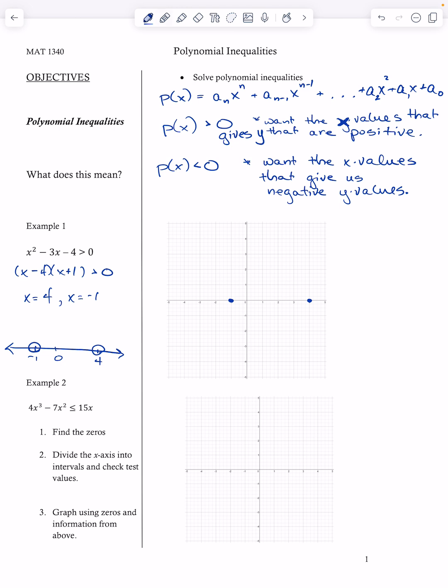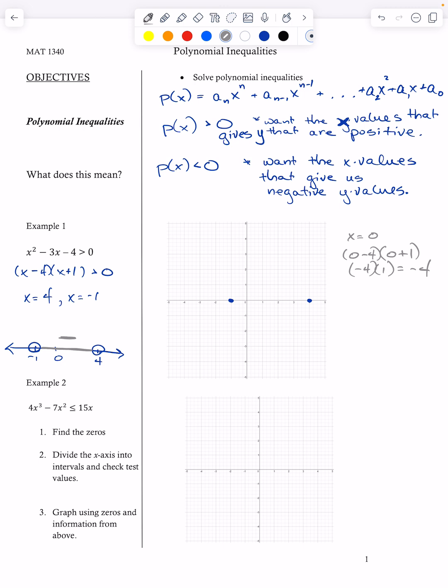Now what I'm going to do is pick values of x and see if I get a positive or negative y. I'm going to start with this chunk in the middle, just because it's easy to plug in 0. And I'm going to plug it into factored form. X equals 0. I got 0 minus 4 times 0 plus 1. Negative 4 times positive 1 is negative 4. That gives me a negative value between negative 1 and 4. Okay, that's not what we're looking for.